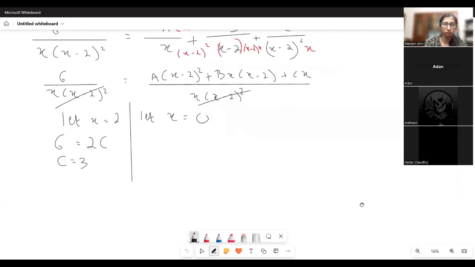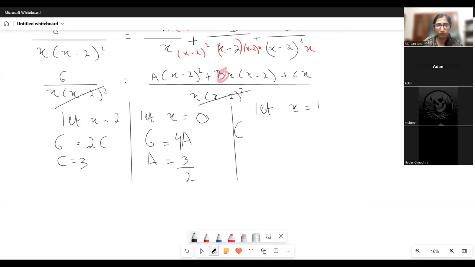So x is 0 now. So 6 is still 6. We have A times minus 2 whole square, which is 4. So I'm writing 4A plus B terms become 0 and C is also being multiplied with 0. So we have A equals 3 by 2. Yes, that is correct. And now again, to find the value of B, you need to take a different value other than x equals 0 and x equals 2, because for both of them, B becomes 0. So I need a simple value of x that I can substitute. I'm going to take let x equals 1.